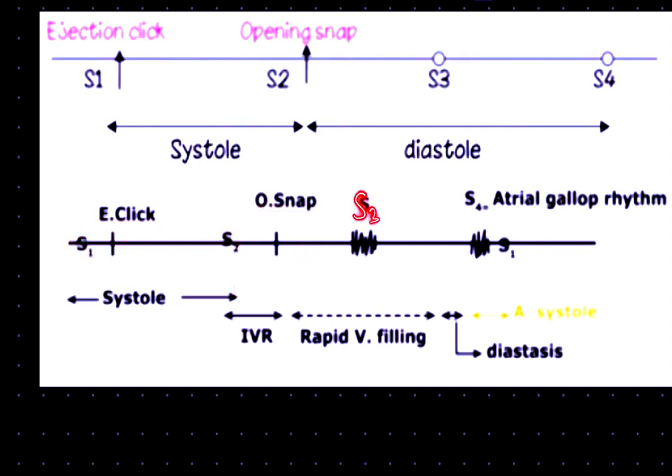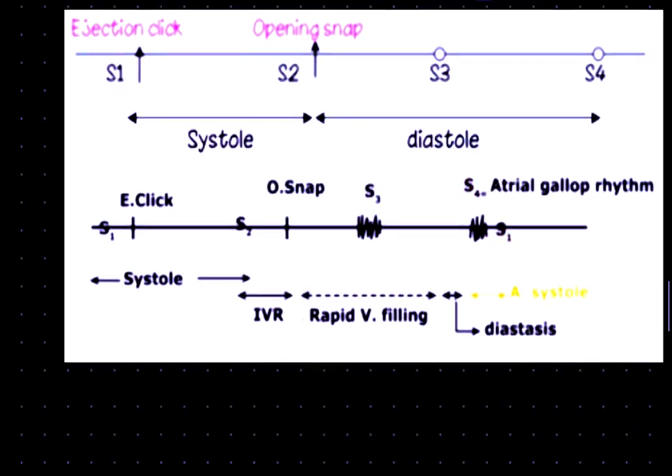Similarly, S3 is heard because of the rapid ventricular filling phase, during turbulence. It is called ventricular gallop rhythm. Talking about S4, it is called atrial gallop rhythm, and it is because of excessive force generated by the left atrium. And after S4, we have again S1.